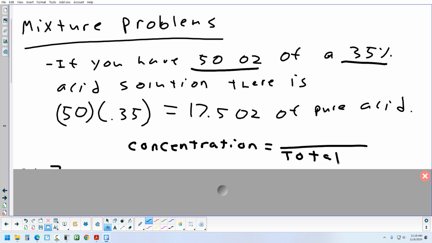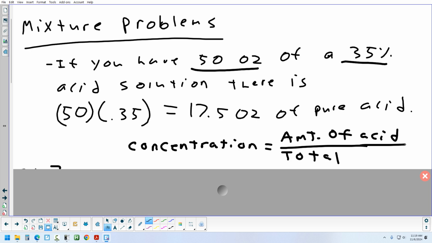And then what goes in the top? Well, it's the part that you're interested in. If I'm interested in what percent of questions did you get right on the test, let's say you got 23 questions right. I would put 23 in the top, I'd put 25 in the bottom, and when I divide 23 by 25, it tells me the percent questions you got right. It's basically the concentration of questions you got right. Okay, it's a percentage. In our case, we're going to be dealing with acid. So to find the concentration of an acid, we're going to take how much acid we have, and we're going to divide that by the total amount of liquid. Okay, so that's how we find concentration.